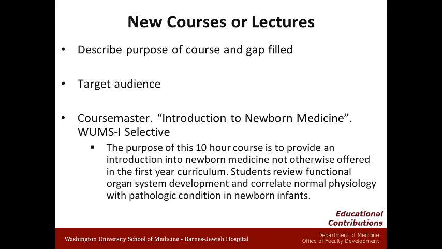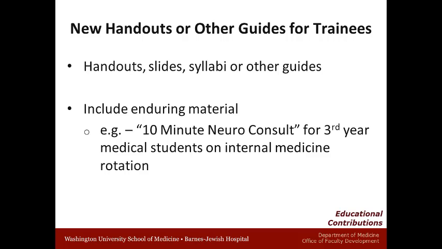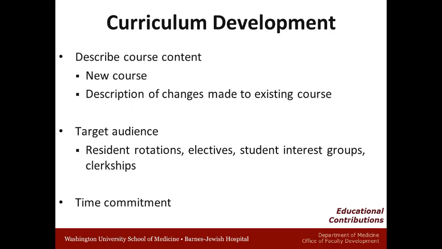If you're involved in new courses, again, describe that in detail. Who's the target audience? Here's an example: Introduction to Newborn Medicine. The purpose of this 10-hour course is to provide an introduction into newborn medicine, not otherwise offered in the first-year curriculum. Students review functional, and so on. So give a brief description to give an idea of what was created if you were involved in that. Same thing for handouts or other guides for trainees, whether it's residents or fellows: a detail about what that need was and what your involvement was in creating it.